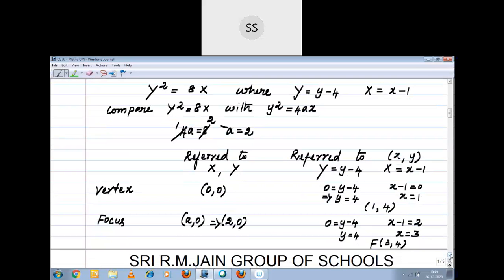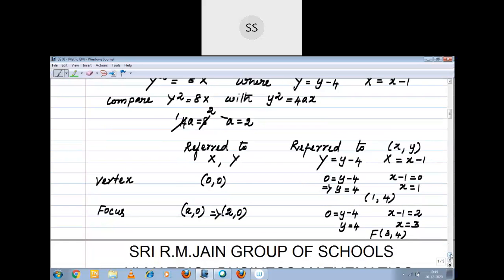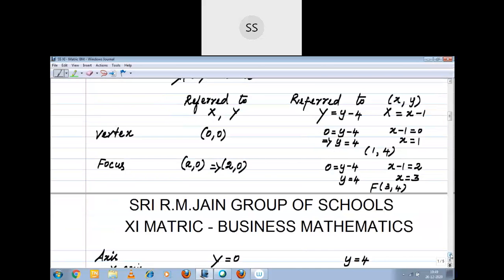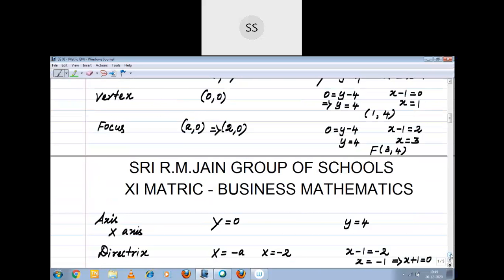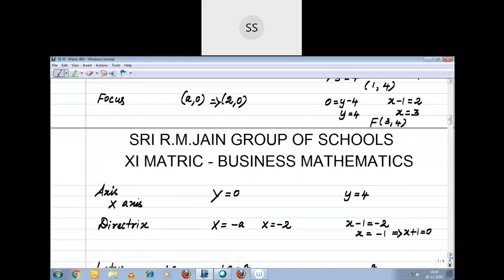Focus a, 0 in general for parabola open rightward. Here your a is 2. So 2, 0. That means y minus 4 equal to 0, y equal to 4. X minus 1 equal to 2, x is equal to 3. The new focus is 3, 4. Axis is x-axis, so y equal to 4.